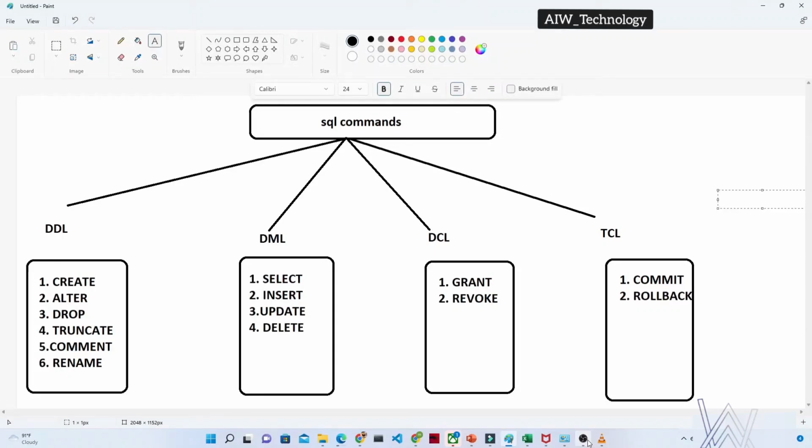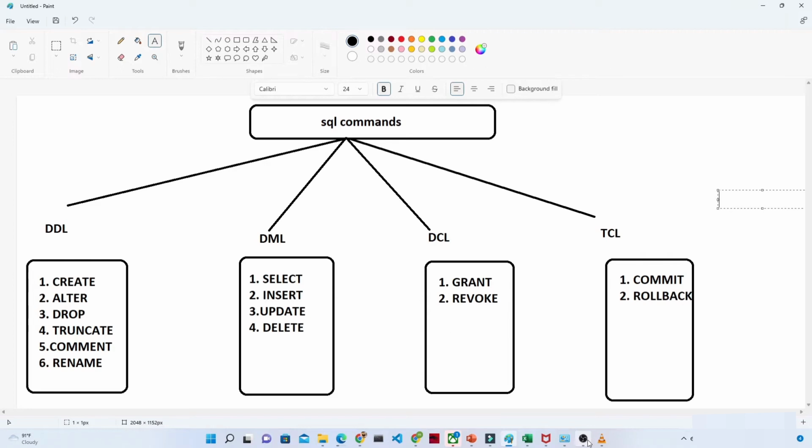So we will talk today about SQL commands. So there are different commands which we use to communicate with the database to perform specific tasks. So mostly, we can say, commonly we are using DDL, DML, DCL and TCL.